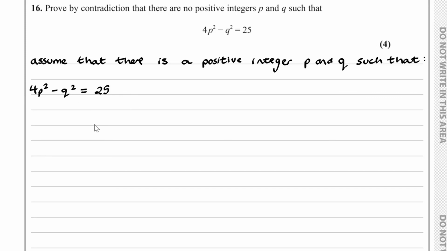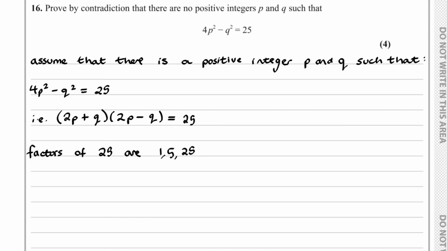Now this we can write as a difference of two squares. So we have 2p plus q lots of 2p minus q equals 25. And if you think about the factors of 25, we have 1, 5 and 25. So here, 1 times 25 is 25, or 5 times 5 is 25. With this we can form a couple of equations.